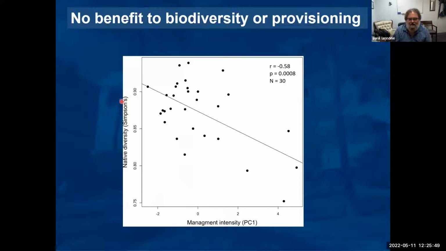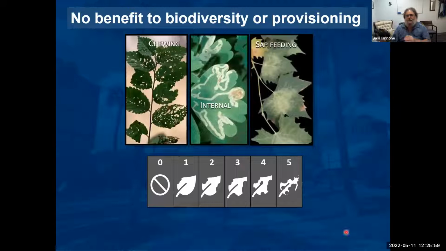What we found was native plant diversity was actually negatively related to management intensity. So it went against that goal of native plants that people wanted. And then we looked at herbivory. I remember I talked about herbivory.